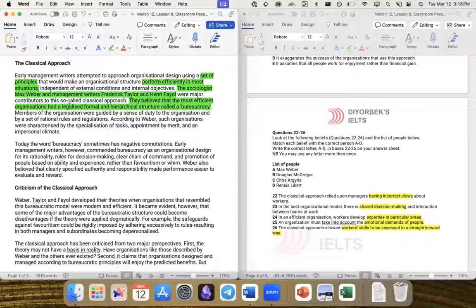Members of the organization were guided by a sense of duty to the organization, and by a set of rational rules and guidelines. According to Weber, such organizations were characterized by specialization of task, appointment by merit, and an impersonal climate.